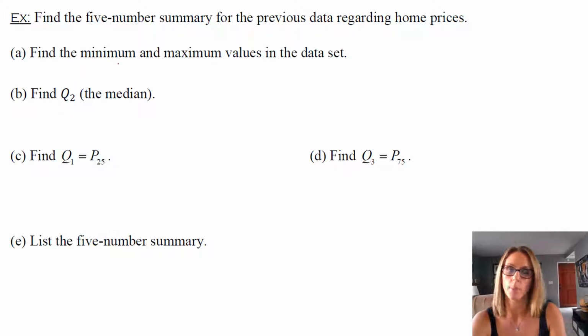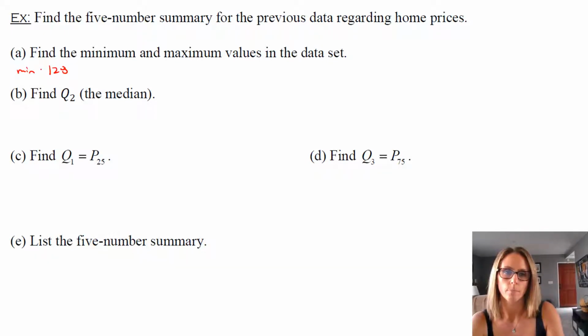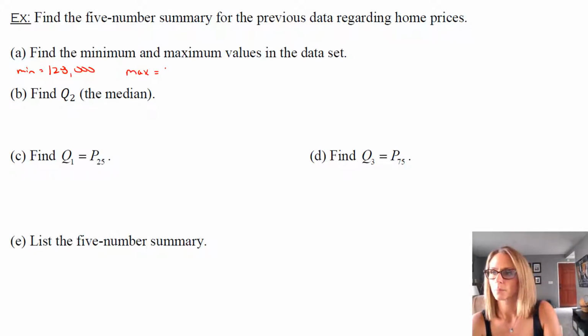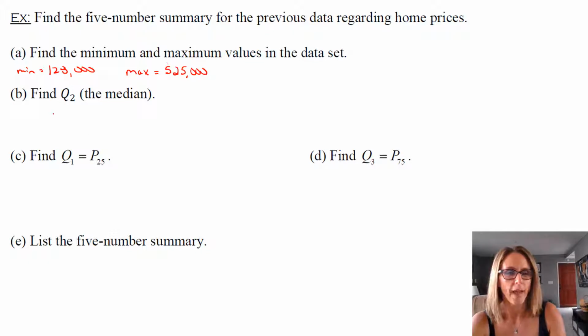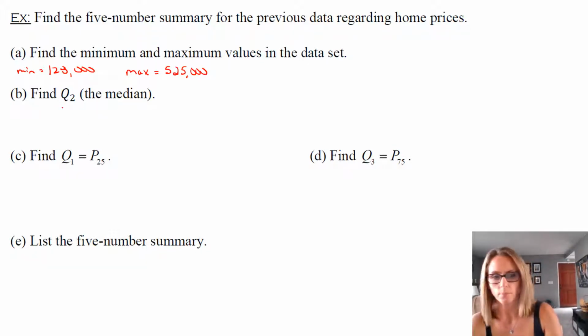So we need the minimum and maximum values in the data set. So if you take a look at your data, you should see that the minimum value is 128,000. Notice the maximum, 525,000. These homes obviously not in LA. And now we find the median, so that's that middle value.